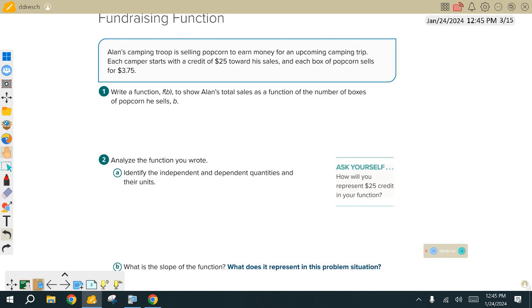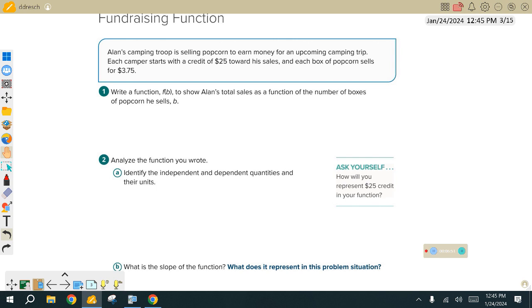So here we go. We want to write an equation here for how Alan, or you, will be earning money for your camping trip. So how are you making money here? You're selling what? Popcorn. And how much popcorn did you sell? Did you sell 1 box, 2 boxes, 10, 20, 30, 40? How many boxes of popcorn did you sell? Do you know? No. And if we don't know how much popcorn you sold, that's what we're going to let it be. B is going to be the number of popcorn boxes they sold. That's what we mean by defining the variable.